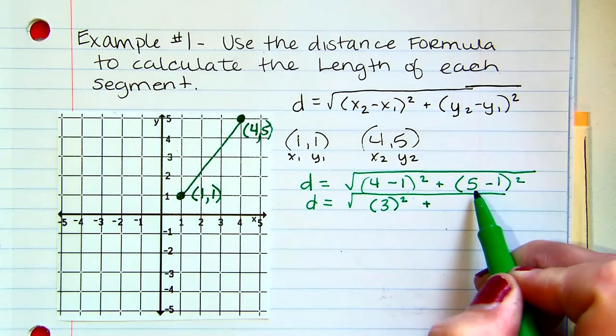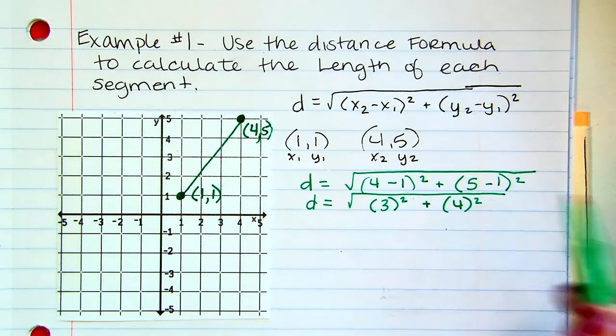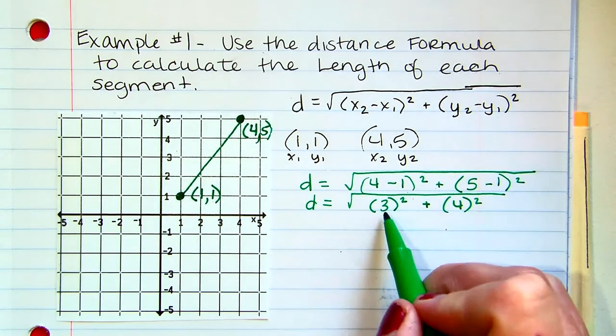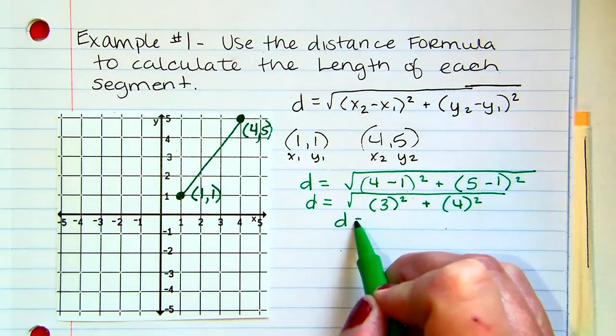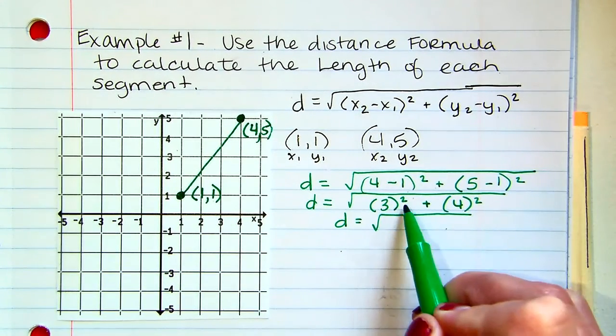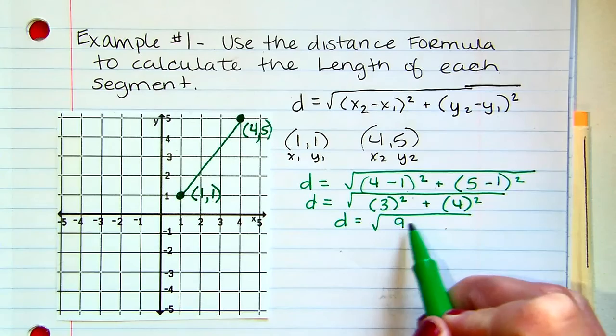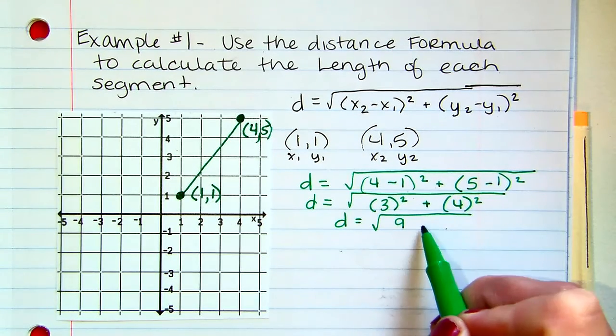And next, 5 minus 1 is 4. So I'm going to do 4 in parentheses with the squared as well. Now, I need to find out what the value of 3 squared is. So D, with my square root once again, 3 squared is 9. Now I can remove those parentheses, and 4 squared is 16.